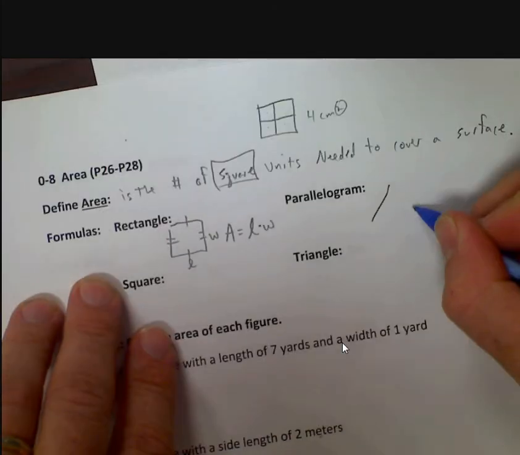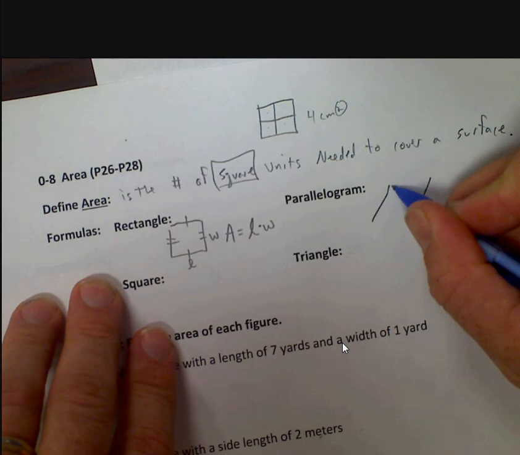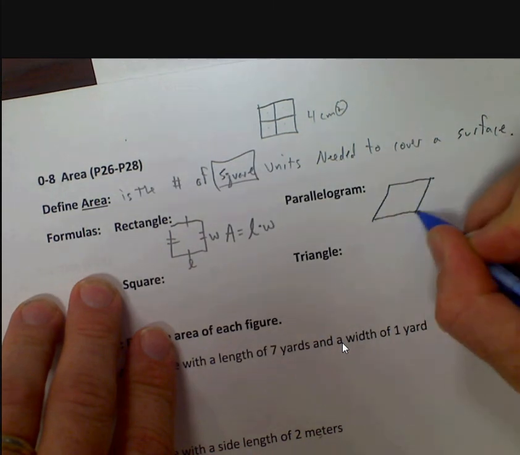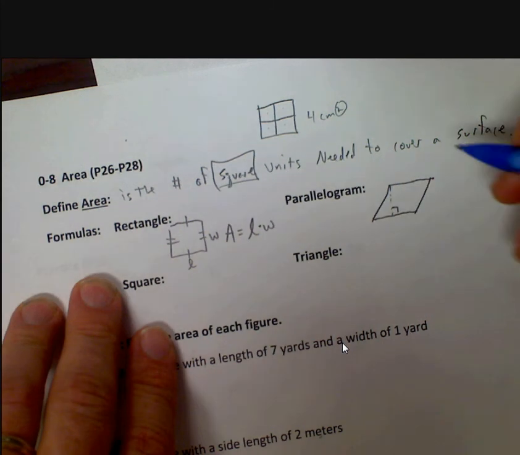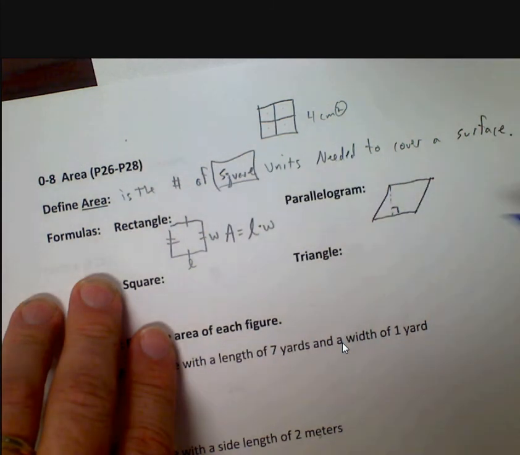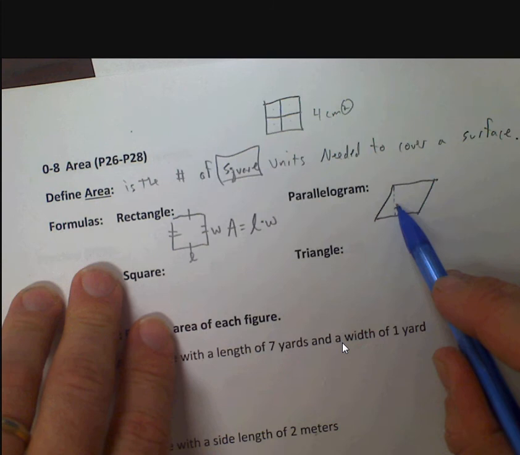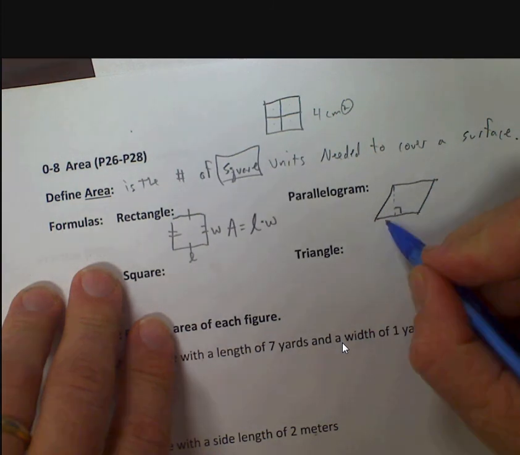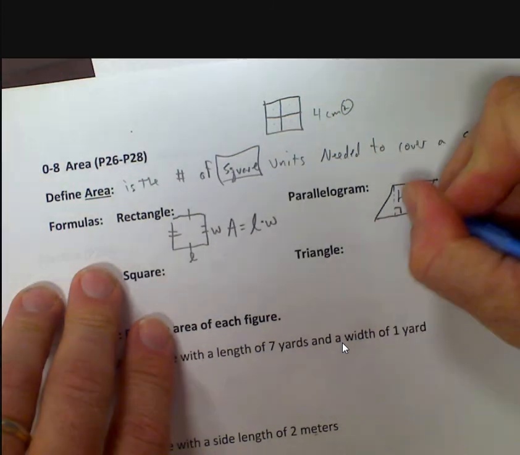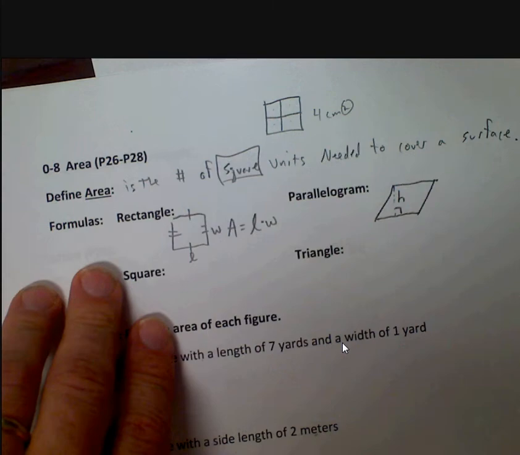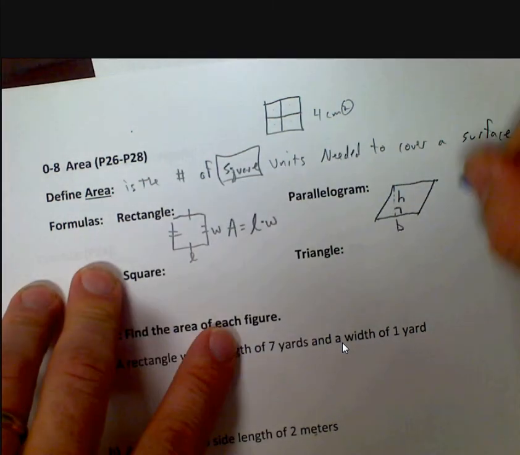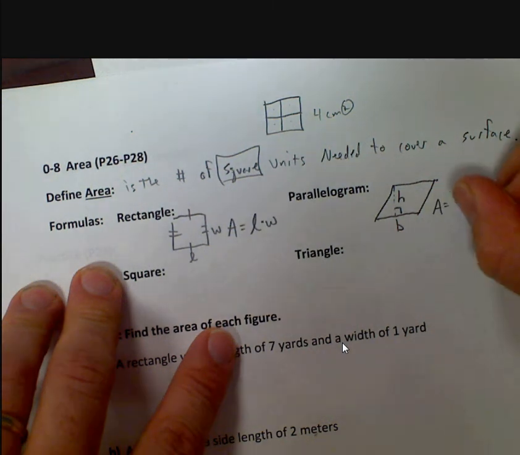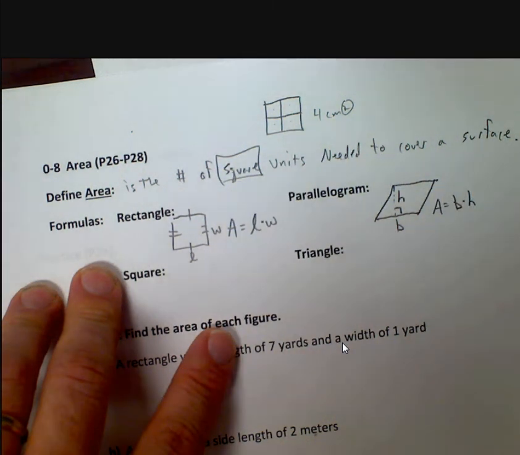Parallelogram, which we saw in the last section. Here's a parallelogram. This dotted line has to be a straight line. Now that we know that this is a right angle, your height needs to be a right angle with the base. So this is considered our H, our height. And then our B is our base. So then the area of a parallelogram would be base times height.